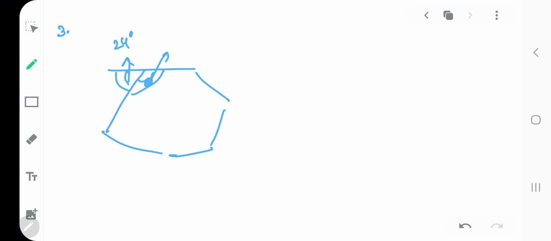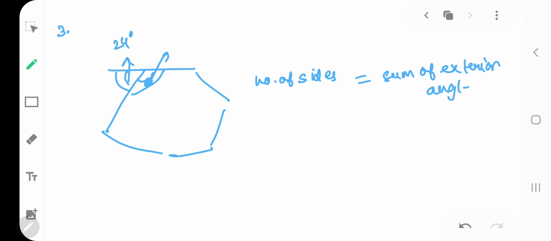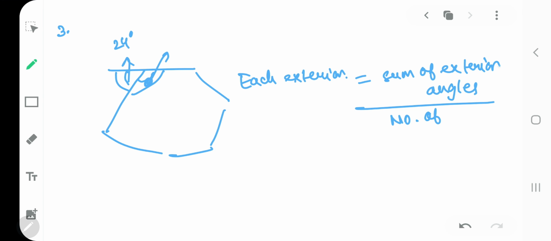Or otherwise, I can also give you a direct method of finding the number of sides. Number of sides, sorry, I'm so sorry. Each exterior angle will be equal to the sum of exterior angles upon the number of sides.